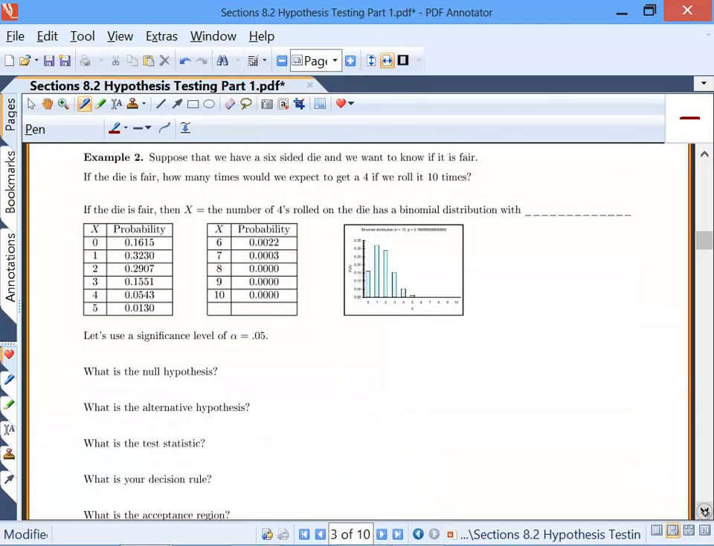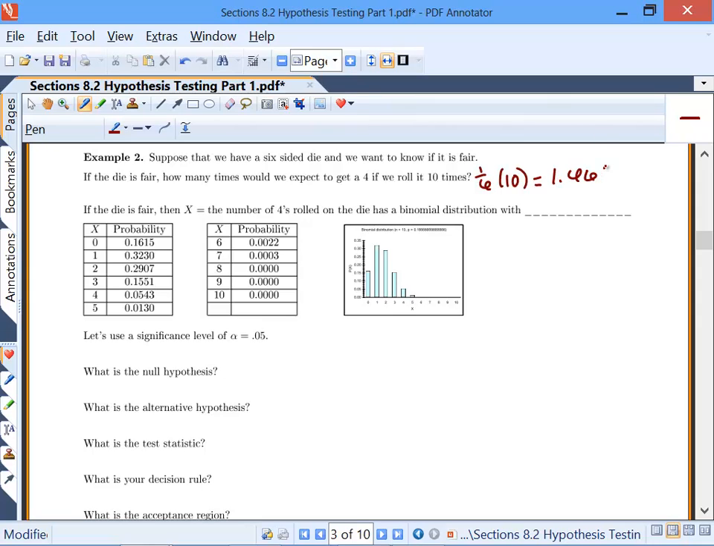So let's try another example, which is, again, just kind of reinforcing these concepts before we actually learn how to do a z-test. Okay. Suppose we have a 6-sided die, and we want to know if it is fair. Okay, so same concept. If the die is fair, how many times would you expect to get a 4 if we roll it 10 times? How would you figure that out? 1/6 times 10. I don't know what that is. 1.66.